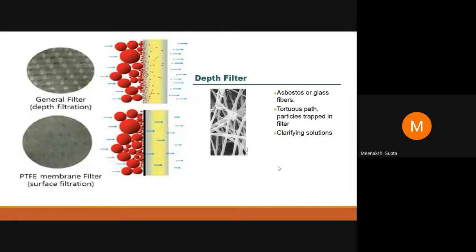So this is the diagram showing the difference between the surface filter and depth filtration. What you can see here is the surface filter, they work just as a screen, and they retain the particles which are slightly bigger than the pore size of the membrane. Whereas the depth filter, they entangle the particles.